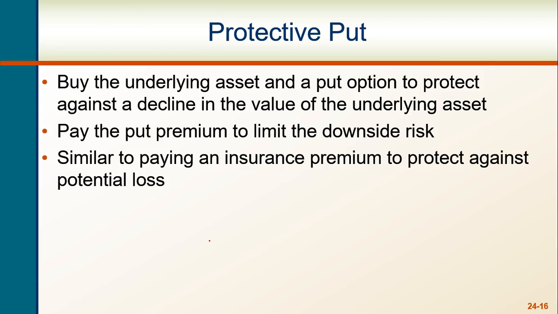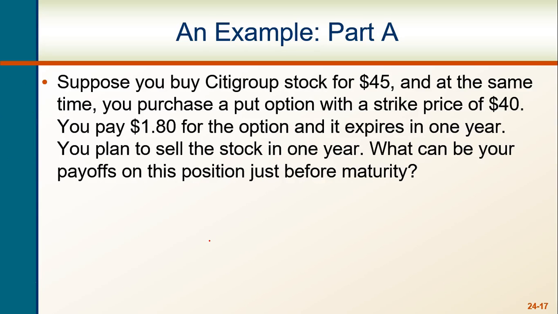Let us understand this concept a little better by taking an example. In this example, we are assuming a Citigroup stock which is going for $45, and you buy that stock. At the same time, to protect yourself against a potential loss in the value of Citigroup stock, you purchase a put option with a strike price of $40. So essentially you're locking in a selling price of $40. Even if the Citigroup stock goes down in value to, let's say, $25 or $30, you would still have the right to sell it for $40 to the person from whom you bought the put option.